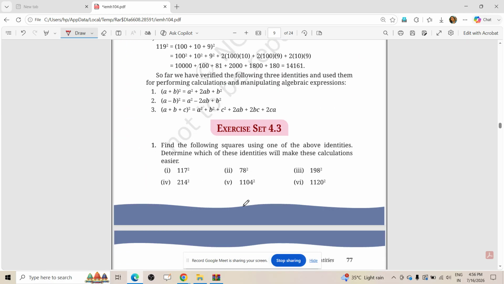So we have studied three formulas till now. First one is (a plus b) whole squared, second is (a minus b) whole squared, and third is (a plus b plus c) whole squared. Okay?